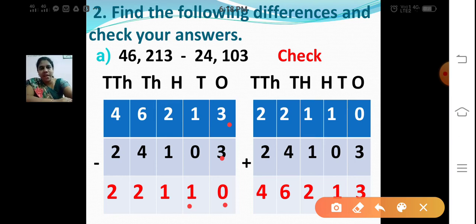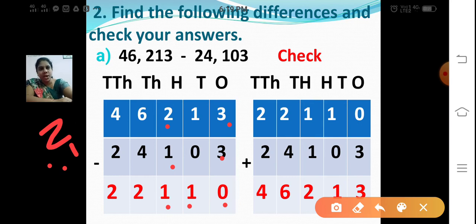And now let's move on to the hundreds place. 200 minus 100. Sorry, 2 minus 1. We are going to subtract 2 minus 1. Start from number 1. Count forward till you reach 2. After 1, 2. So 2 minus 1 is 1.